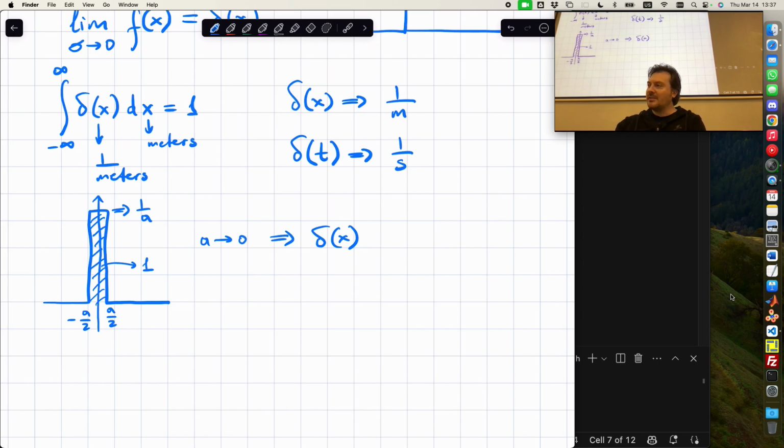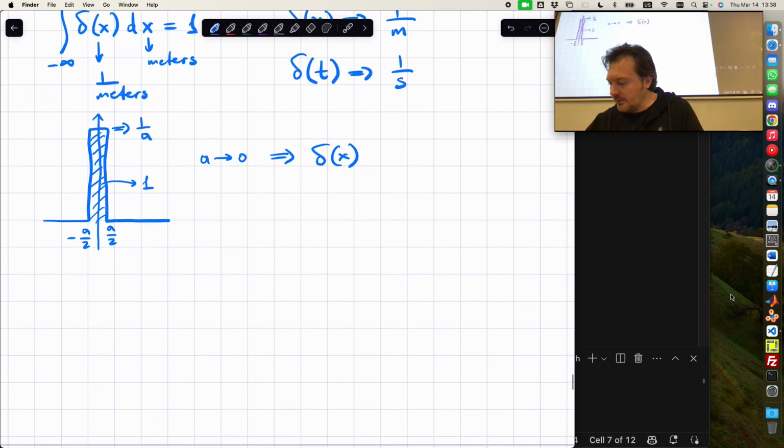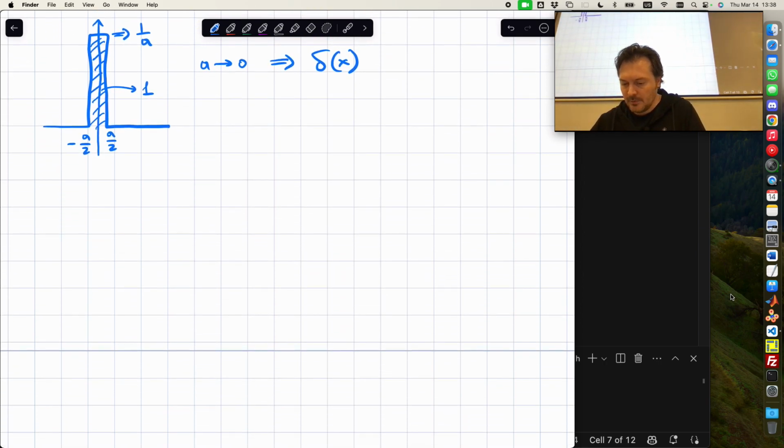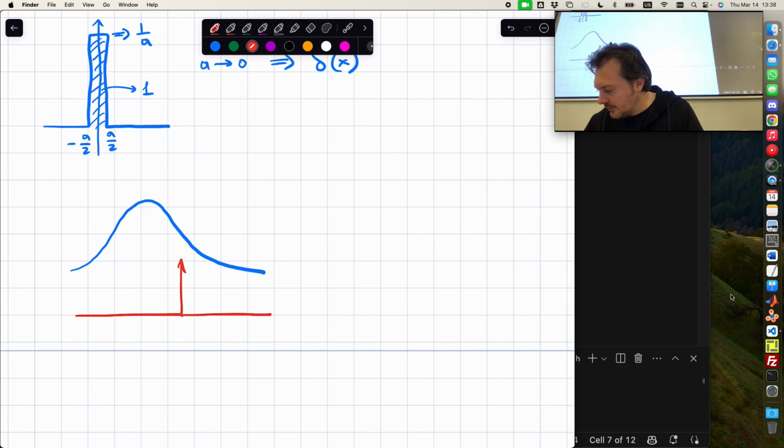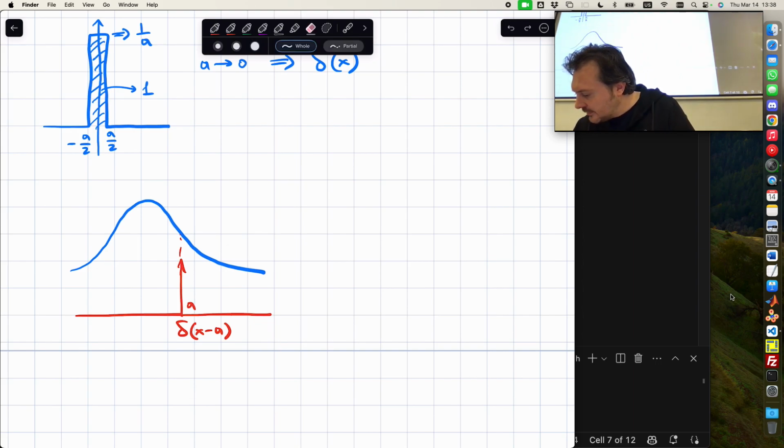I didn't commit any mathematical sin by doing this, right? It's just one of the possibilities. Another property of the Dirac delta is this. Let's say you have a function, and you multiply this function with a Dirac delta. So this is the Dirac delta of x minus a. So it becomes infinite at a. So this is the point.